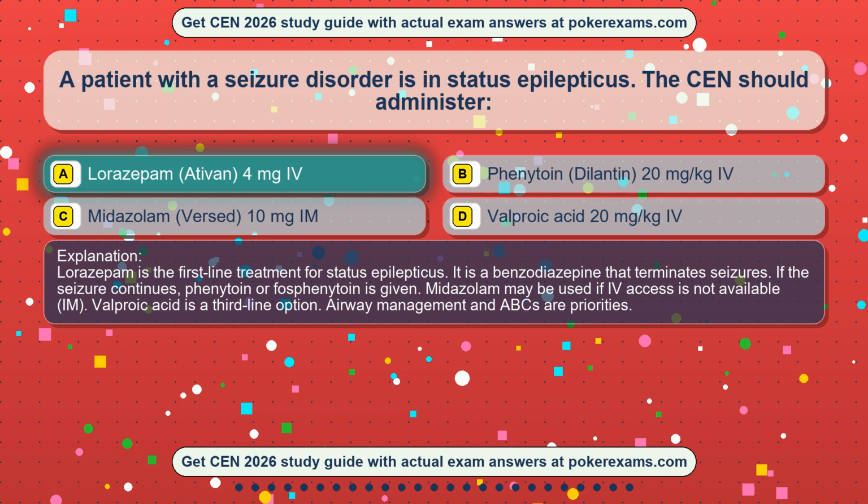Lorazepam is the first-line treatment for status epilepticus. It is a benzodiazepine that terminates seizures. If the seizure continues, phenytoin or fosphenytoin is given. Midazolam may be used if IV access is not available, IM. Valproic acid is a third-line option. Airway management and ABCs are priorities.